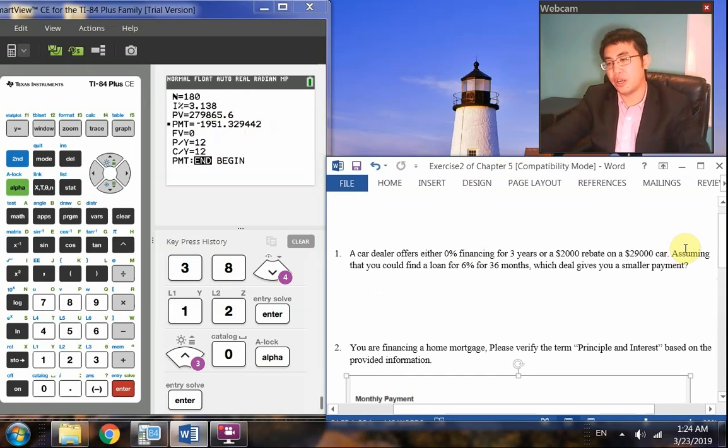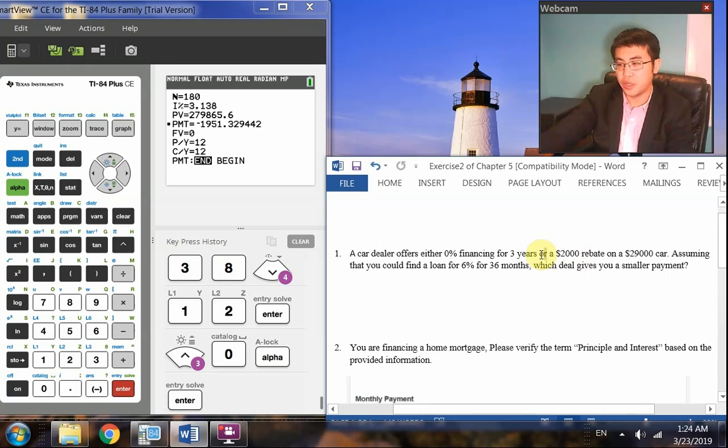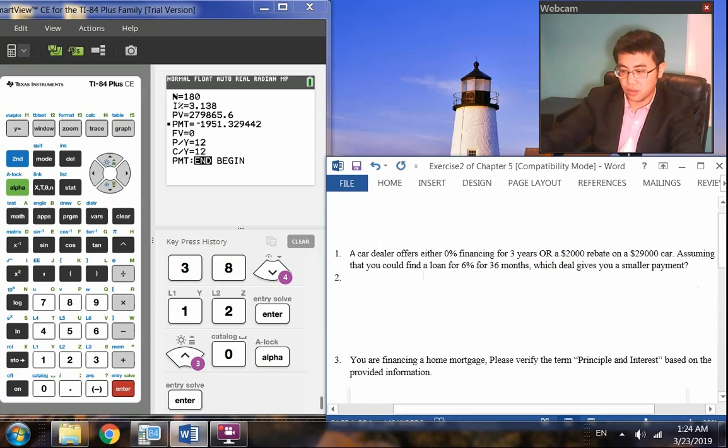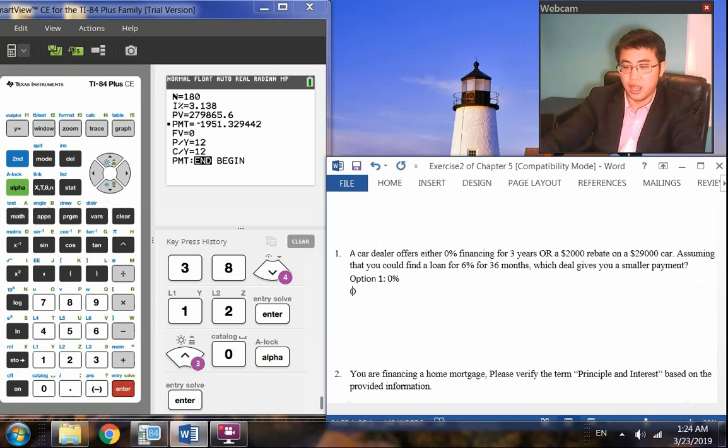A car dealer offers 0% financing for 3 years or a $2,000 rebate on a car which is selling for $29,000. So it's an either or situation. Basically, it's giving you 2 options. Option 1, that's 0% financing. That's pretty good. You don't pay interest. And option 2 is a rebate.